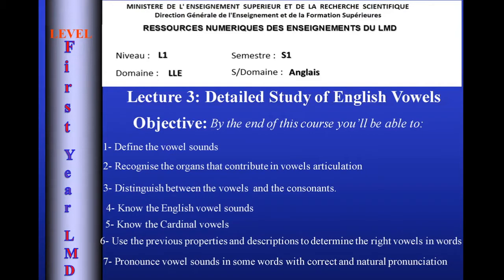contribute in the vowels' articulation, distinguish between vowels and consonants, know the cardinal vowels, recognize the different types of vowels and their articulation, identify each pure vowel using description of articulation with example words, define diphthongs, recognize how the diphthongs are articulated and represented in the vowel chart, distinguish between diphthongs and triphthongs, and the ultimate goal is to pronounce the previous vowel sounds in words with correct pronunciation.